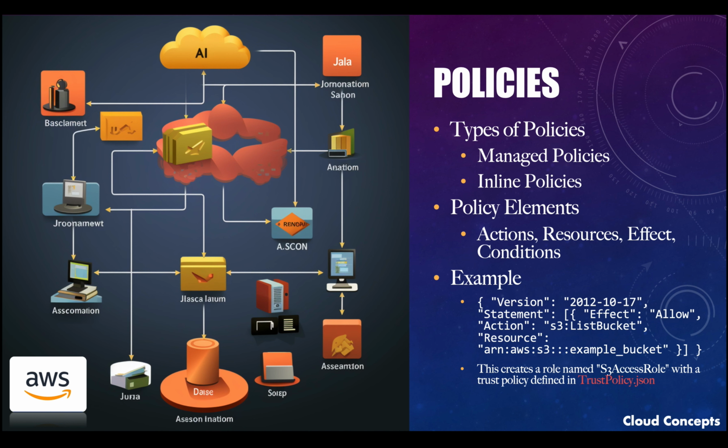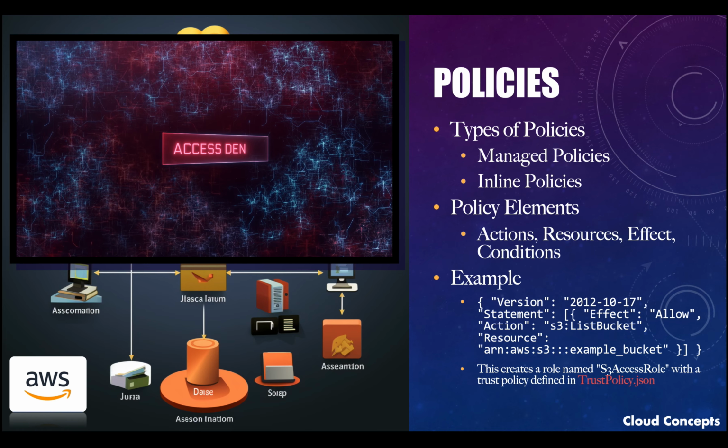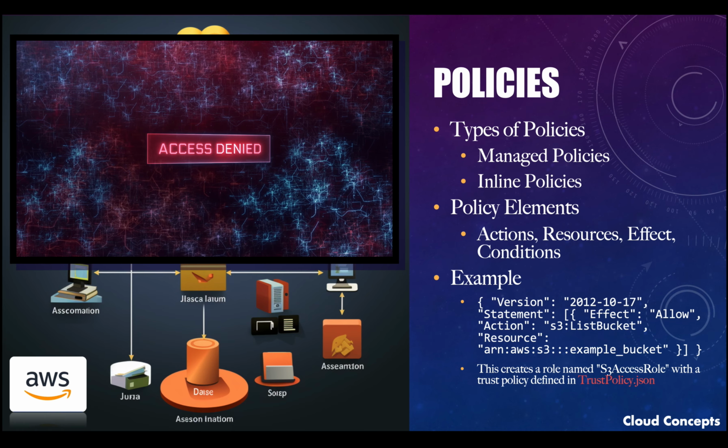Those digital rule books that say who can do what in our techie AWS club. There are managed and inline policies. Managed policies are pre-configured by AWS or custom-made by you, which can be attached to multiple users, groups, or roles. Inline policies are created specifically for a single user, group, or role and managed within that entity.